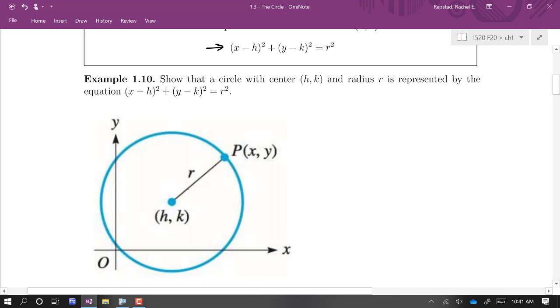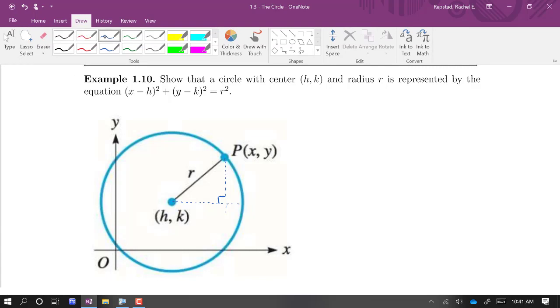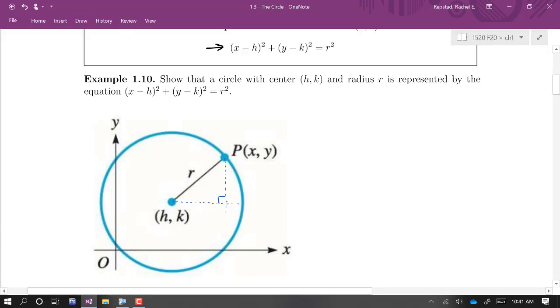And what I'm going to do is one of our favorite things to do in the plane: draw some perpendiculars. So I'm drawing this horizontal line over from the center, this vertical line down from the point P, and when we do that we have a nice right angle there, so this is a right triangle. The coordinates of this point: it's got to have the same x coordinate as the point above, so that x coordinate is x. It's got to have the same y coordinate as the point to the left, so it's got the y coordinate k.